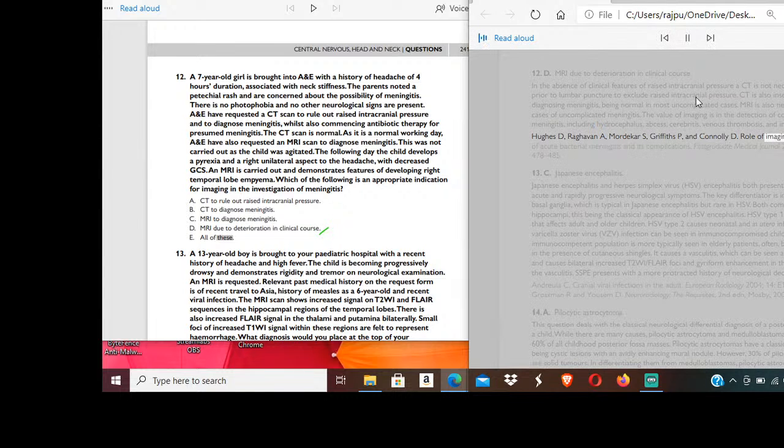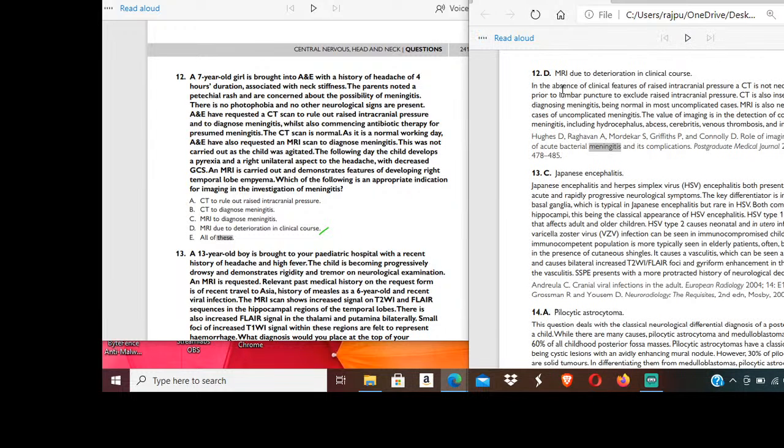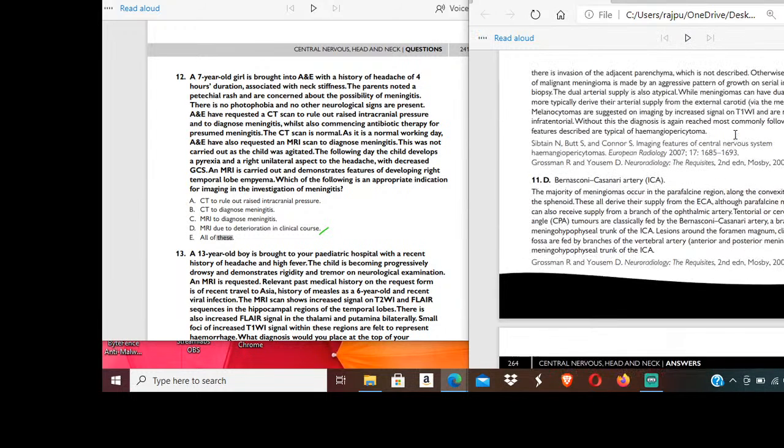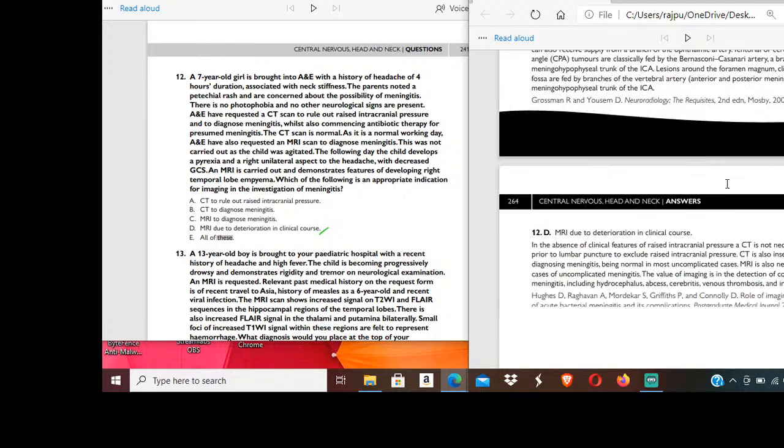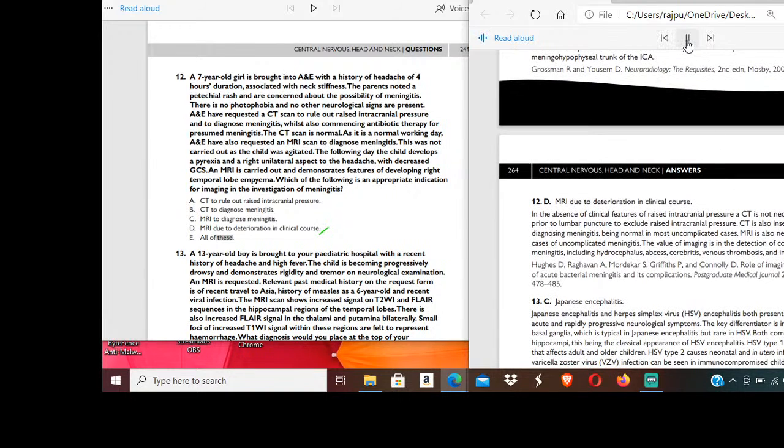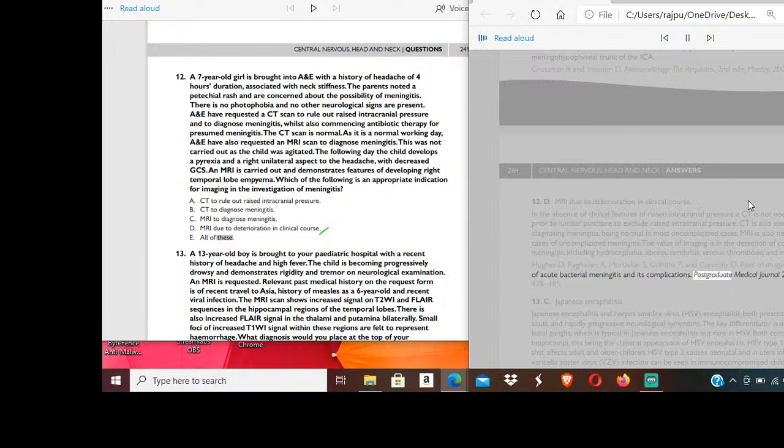P. and Connolly D. Role of imaging in the diagnosis of acute bacterial meningitis. Meningitis and its complications. Postgraduate Medical Journal 2010, 86, 1018.